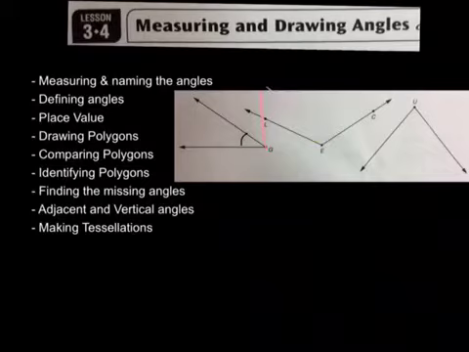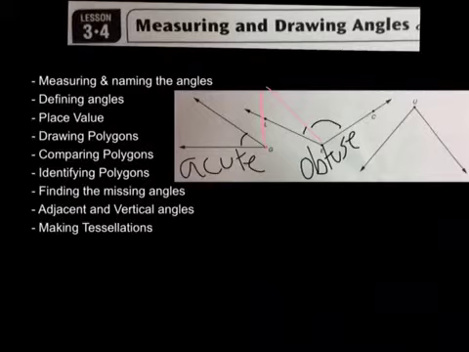So I can tell that if this is my zero, it's going to be more than 90 degrees, and we know that any angle that is more than 90 degrees is an obtuse angle. So here we have acute, and right here we have an obtuse angle.